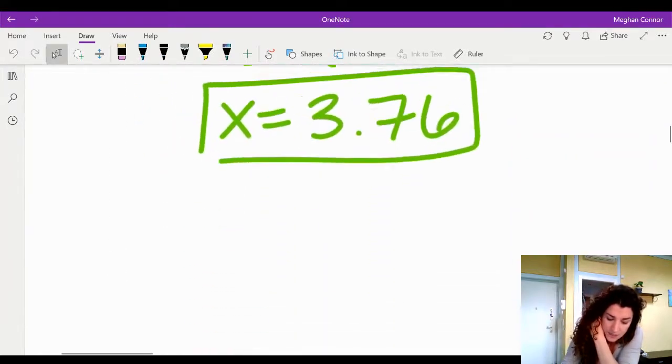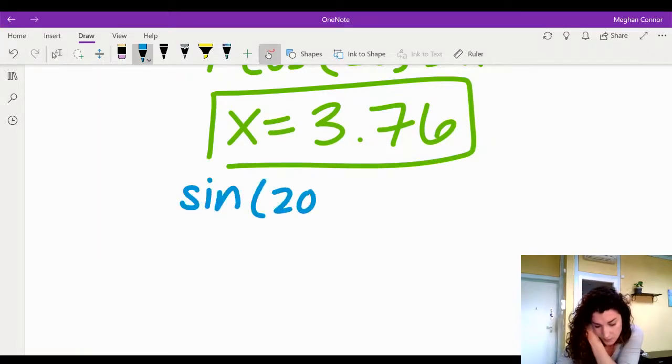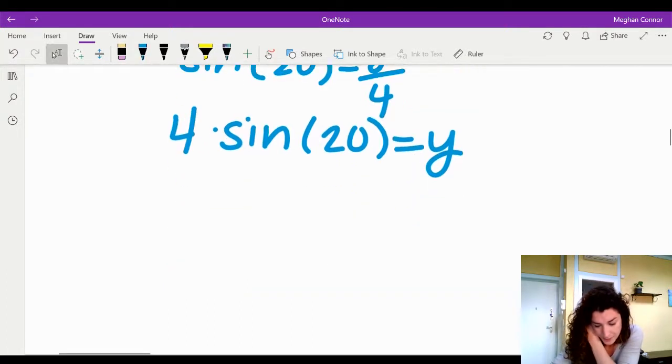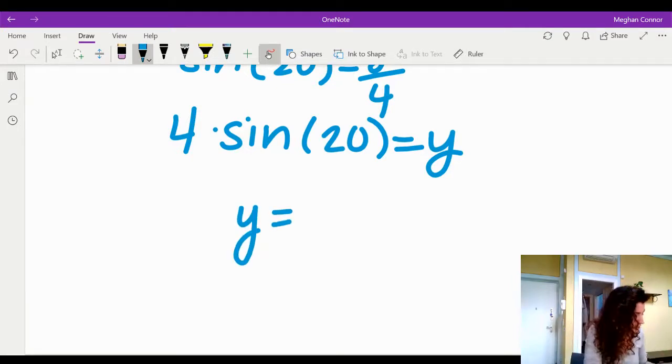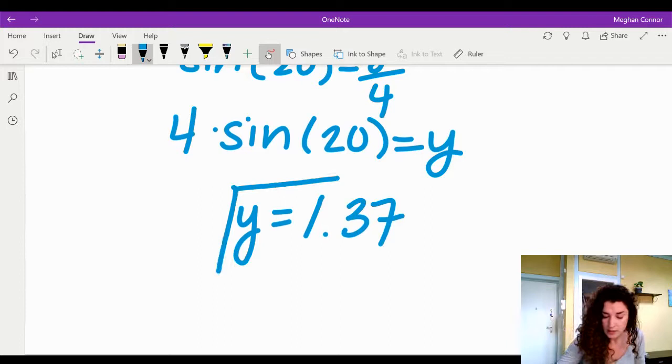Sine of 20 equals y over 4. 4 times sine of 20 equals y. Y equals 1.37.